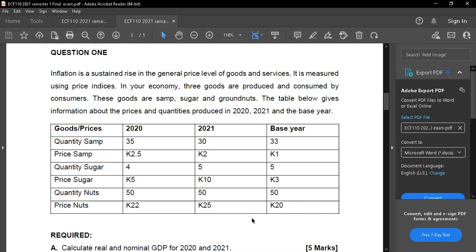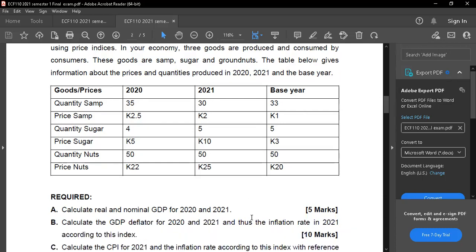So we don't know what the base year is. It can be any year, but they just wrote base year. Sometimes they will tell you that 2020 is the base year. But this one, we don't know what the base year is, it's just the base year. So it says now required, calculate real GDP and nominal GDP.